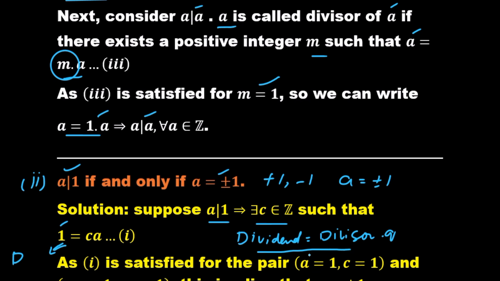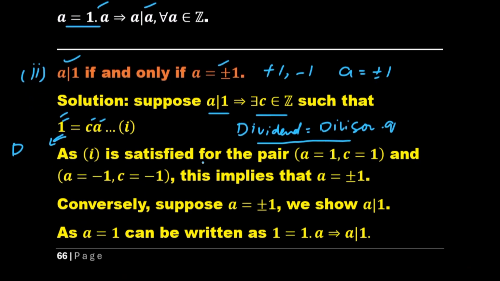My dividend is here 1, so that's why I write here 1 is equal to c. C is an integer, that is quotient, and a is divisor. So this definition becomes 1 is equal to c into a. Say this is my equation number 1.